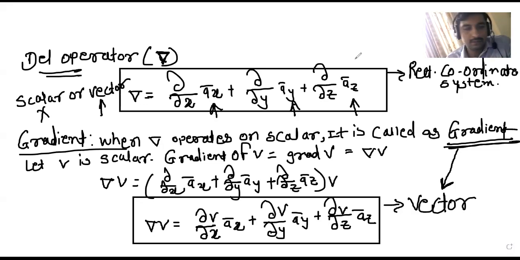So curl. Before that, let me take you through divergence. Divergence is a similar operation, where we are using the del operator. So when we use this del operator, let me clear the screen first.